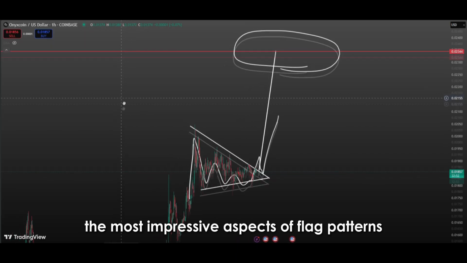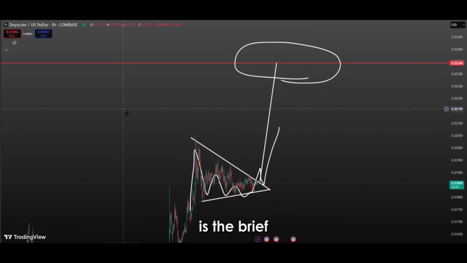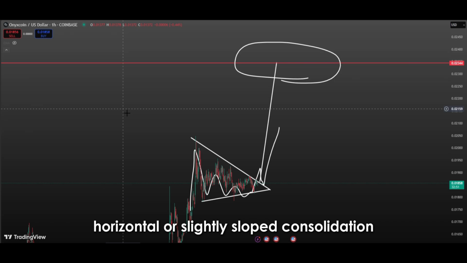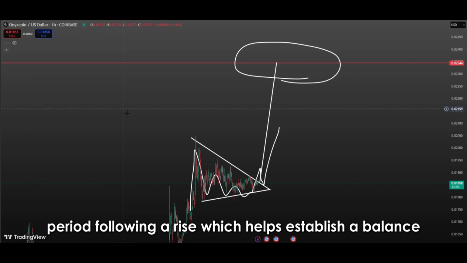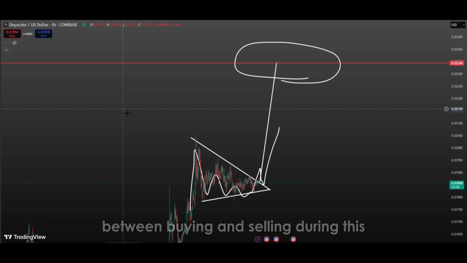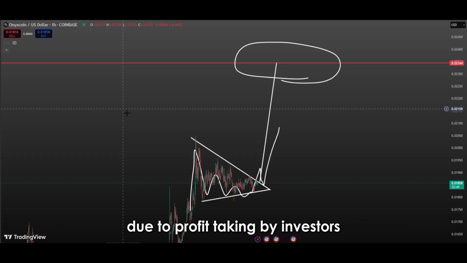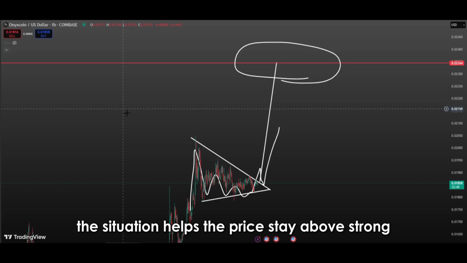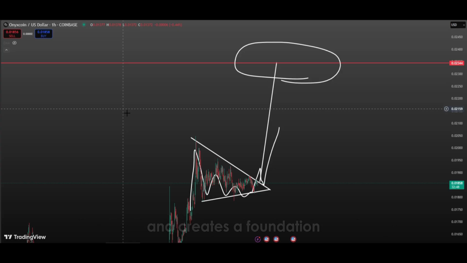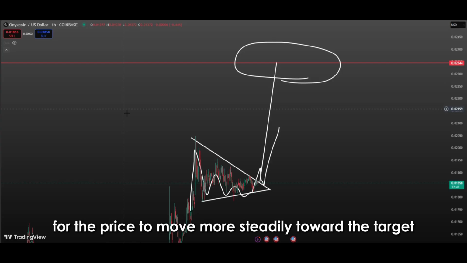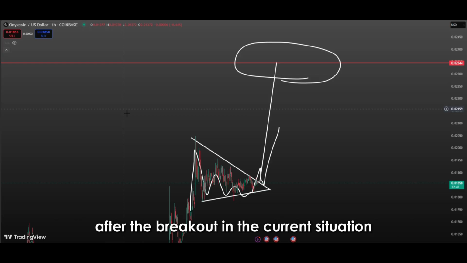Additionally, one of the most impressive aspects of flag patterns is the brief horizontal or slightly sloped consolidation period following a rise, which helps establish a balance between buying and selling. During this period, the price may experience limited pullbacks due to profit-taking by investors, but overall buyers remain dominant. This situation helps the price stay above strong support levels and creates a foundation for the price to move more steadily toward the target after the breakout.